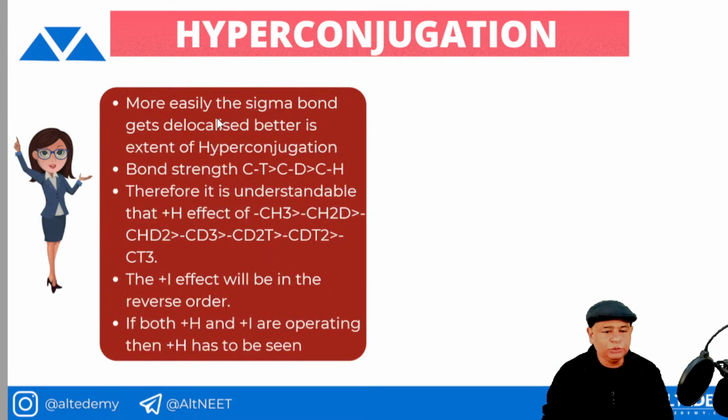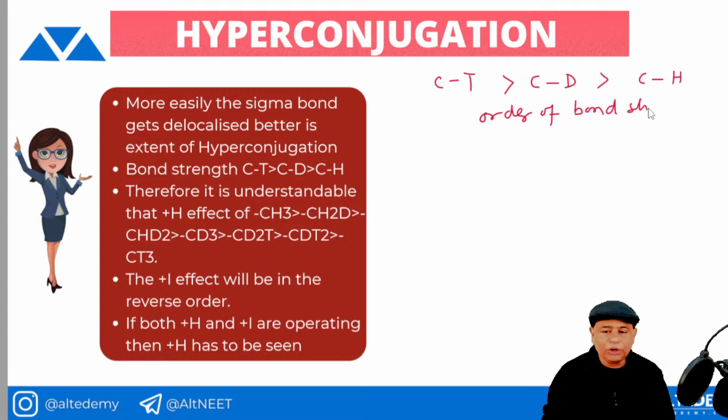Right? Coming to other aspects also. More easily the sigma bond gets delocalized, better is the extent of hyperconjugation. Now here we are taking another aspect which again is asked at times. What about these bonds? These T, D and H are isotopes of hydrogen: hydrogen, deuterium, tritium. This is the order of bond strength. You should remember, this is the order of bond strength.